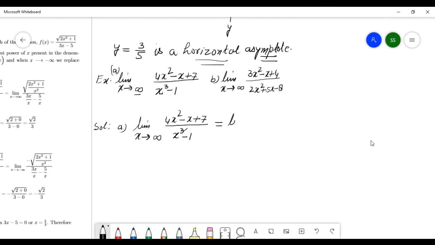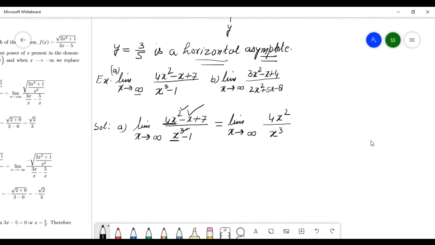What is the quick method? It is here. X goes to infinity. See here: the biggest power of x in the numerator, keep only that term, 4x square. Then divided by the denominator, biggest power of x, here x power 3, keep only that term, x power 3. This is the quick method.